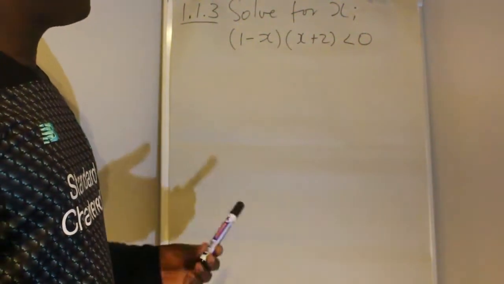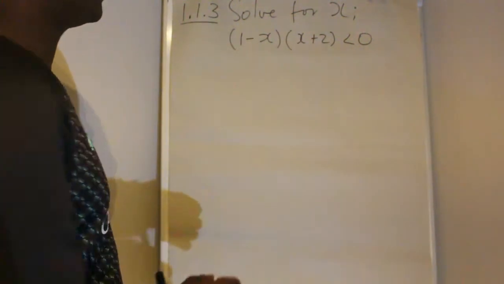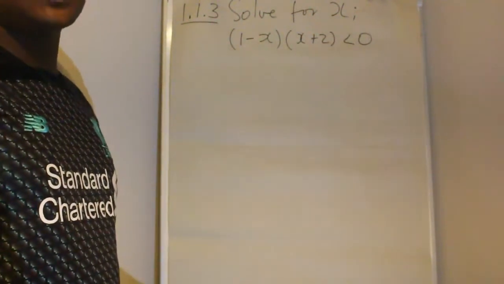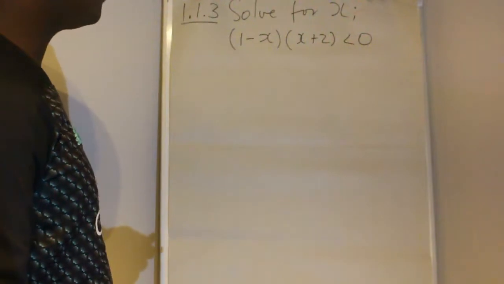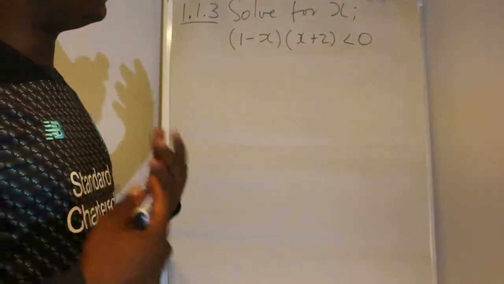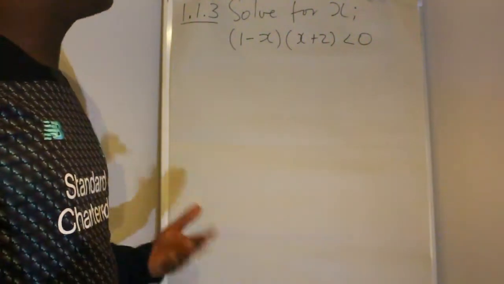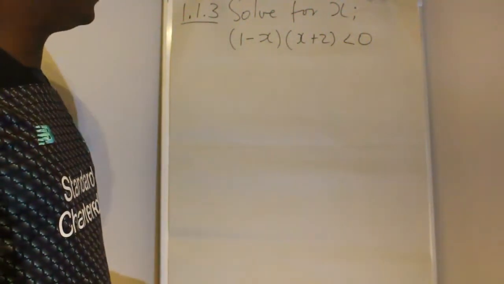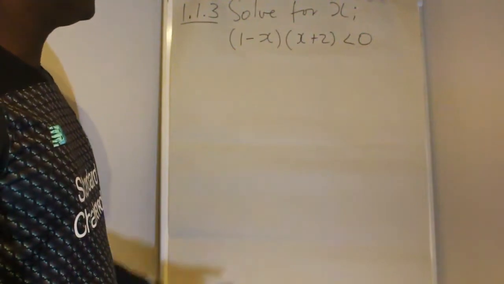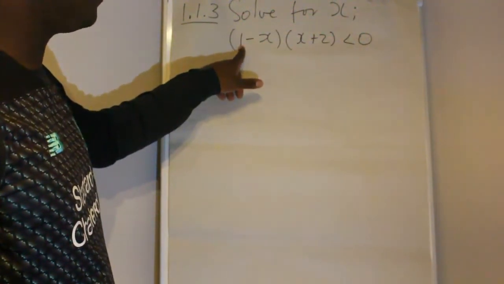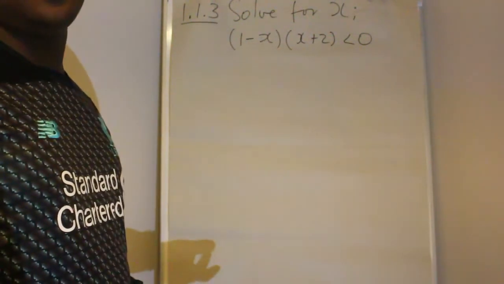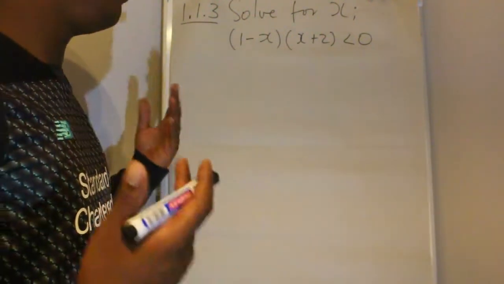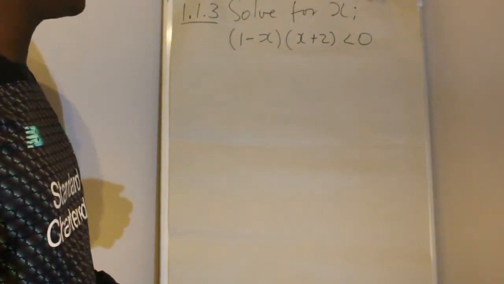They're saying find the values of x such that this term times this term is always strictly less than 0. To solve this, let's first make it look familiar. Normally, the way we like these quadratic equations is that the x is in this bracket and the other term is on the other side. That's how most students I know like them to look.